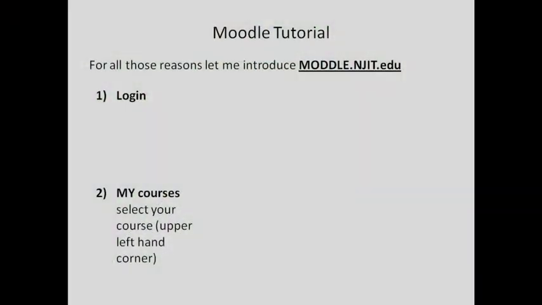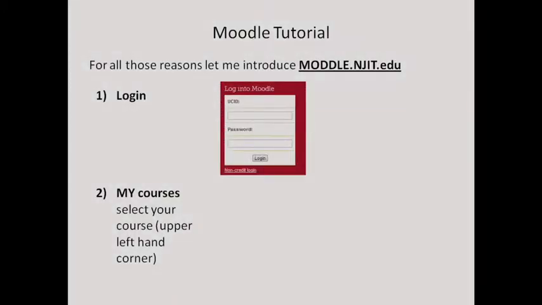So let me give you some of the specifics. You go to moodle.njit.edu. At that point, you're going to log in with your normal UCID and password. On that page, there is a little picture of Albert Einstein. There you can get additional tutorials if you have any other questions about Moodle.